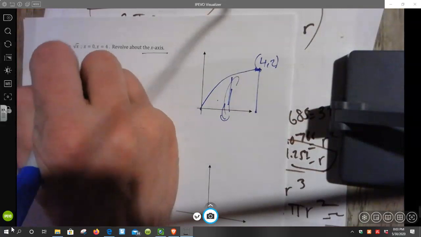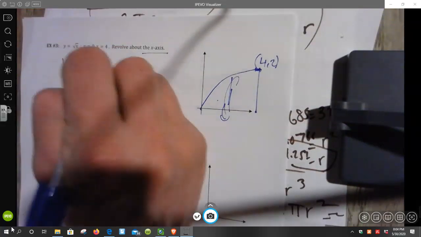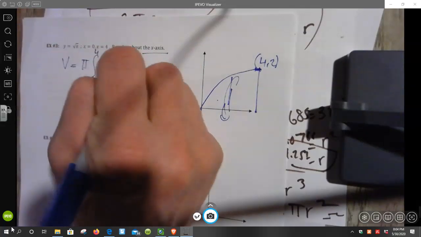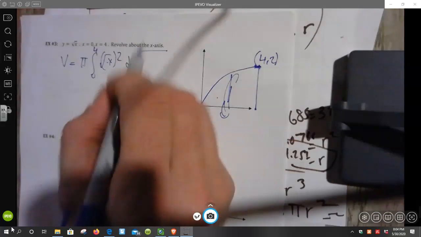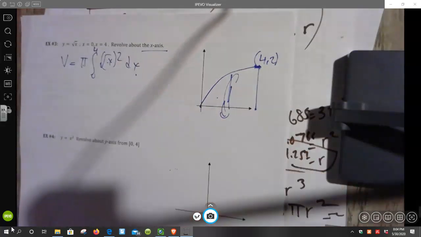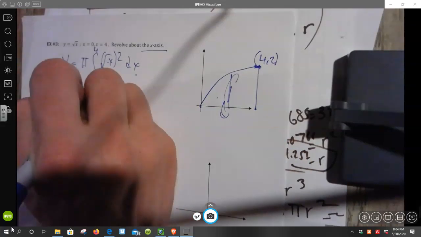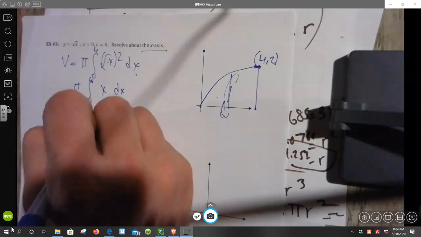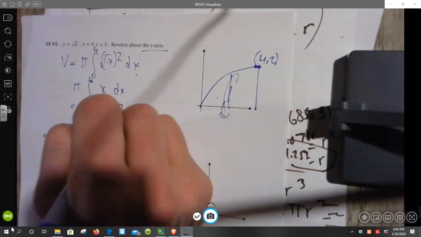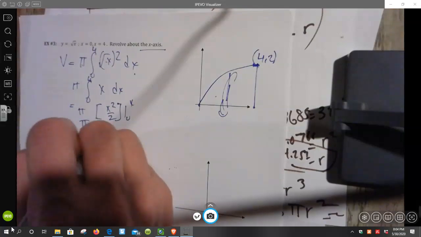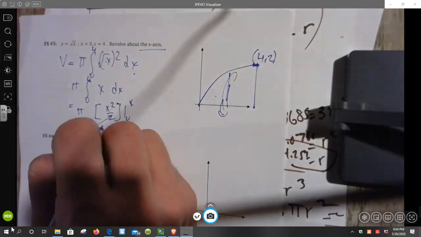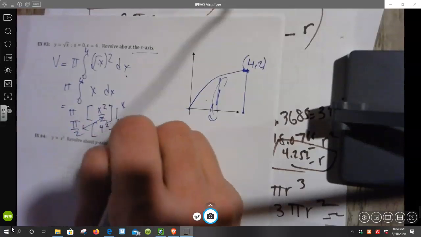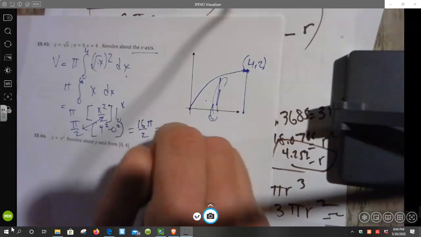So our volume is going to equal pi r squared, 0 to 4, and our radius is radical x, and we're going to square that, pi r squared times the height, dx. So we get pi times the integral from 0 to 4 of x dx, which equals pi times x squared over 2, evaluated from 0 to 4. You can take this 2 out. That's 4 squared minus 0 squared, so that's 16 pi over 2, which equals 8 pi.